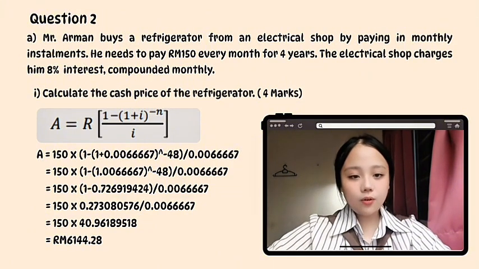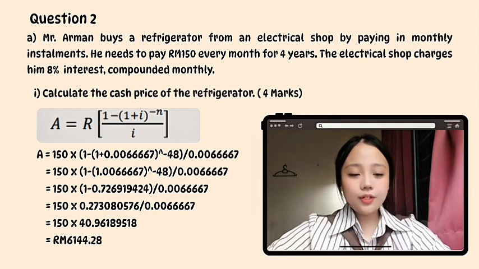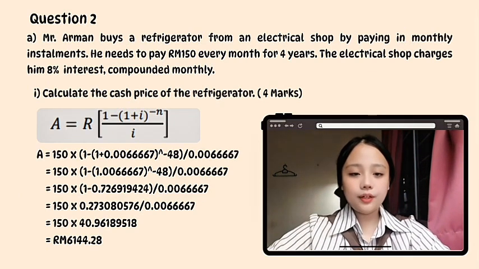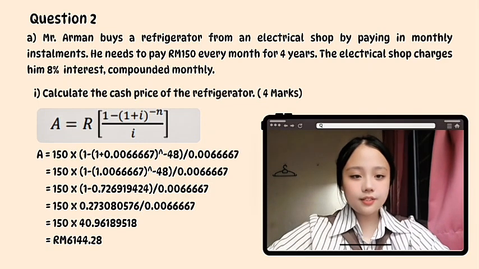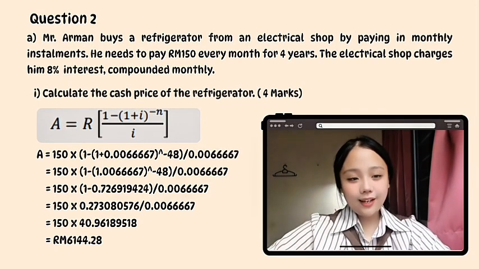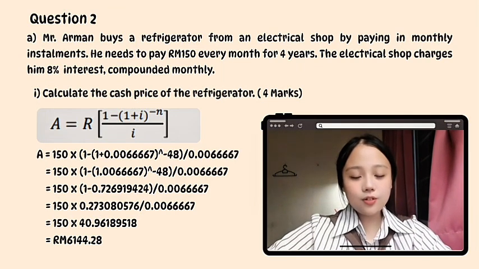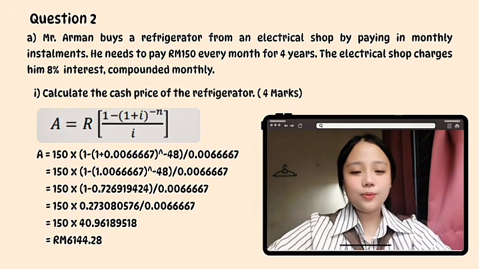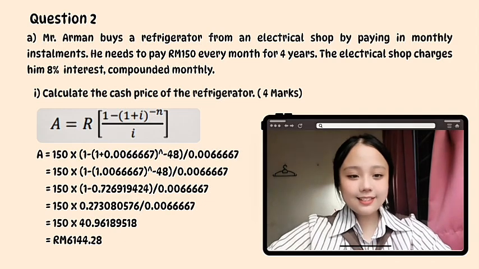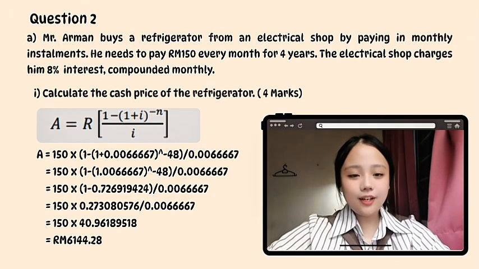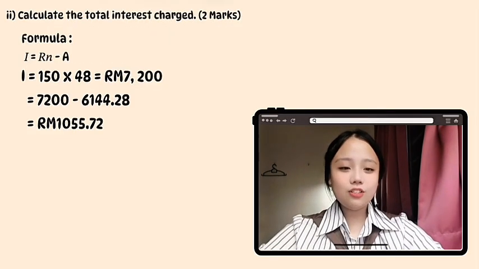So substitute all the values by using the formula. Present value equals 150 by open bracket 1 minus open bracket 1.006667 to the power of negative 48 close bracket divided by 0.006667 close bracket. So the answer is 6,044 ringgit and 28 cents.